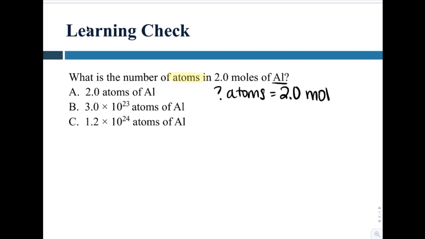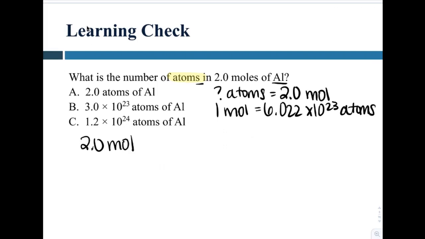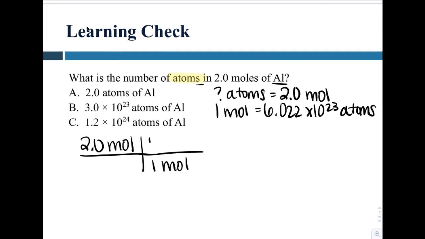And we're talking about aluminum in both cases, so you can either put the Al for both sides or you don't have to, as long as we're talking about the same thing in both cases. Now I know I have a conversion. 1 mole of something is equal to 6.022 times 10 to the 23 of that thing. In this case we're talking about atoms. And I can go ahead and start my conversion. 2 mole of aluminum, mole goes in the bottom, followed by the 1, is equal to Avogadro's number of atoms.